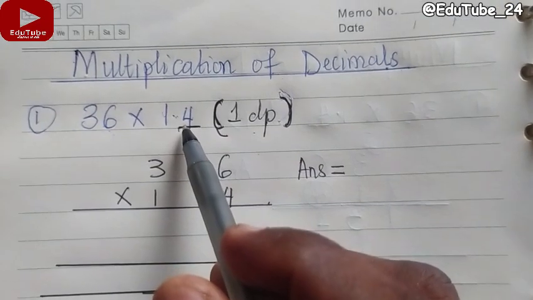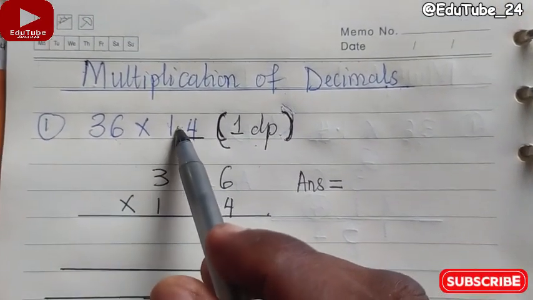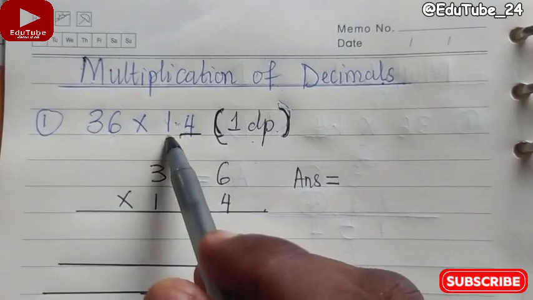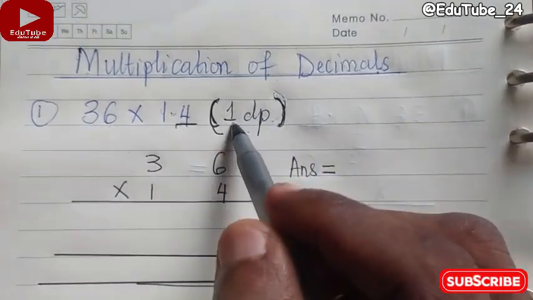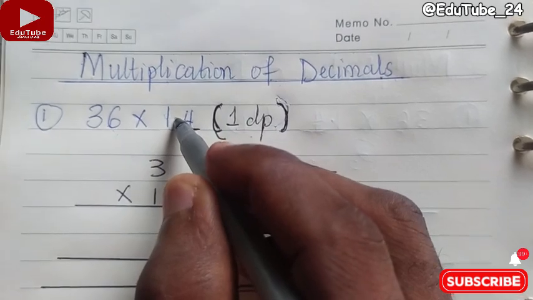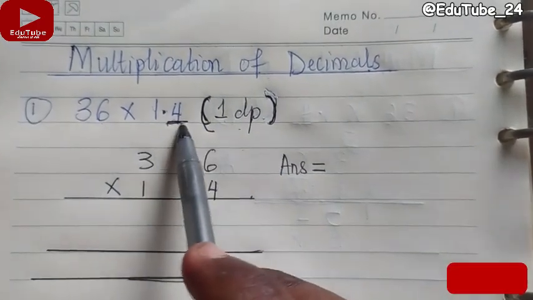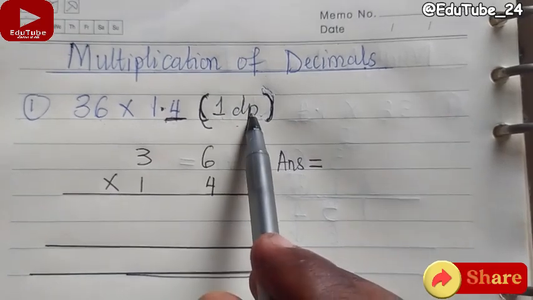Now, what's a decimal place? A decimal place is the number of digits that you can count after a decimal point. So in this decimal number, we have just one decimal place because we can count just one digit after the decimal point. Now, I have identified the decimal place, which is one decimal place.